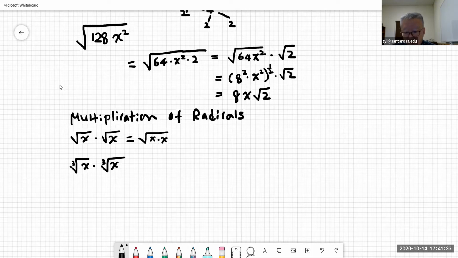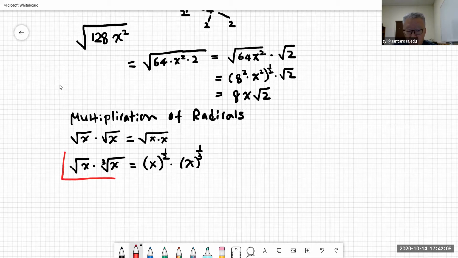Sorry, the problem comes in that if you want to multiply, the index is different. So this one here, the index is going to be 1/2, and this one is going to be index 1/3. If I rewrite this, we are trying to do x to the 1/2 times x to the 1/3. So if you want to multiply different indices, you cannot do it as radicals.